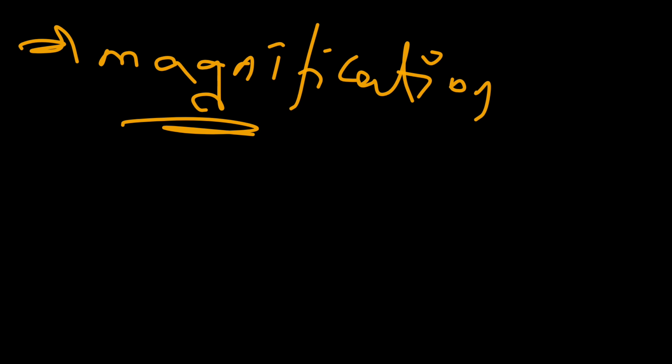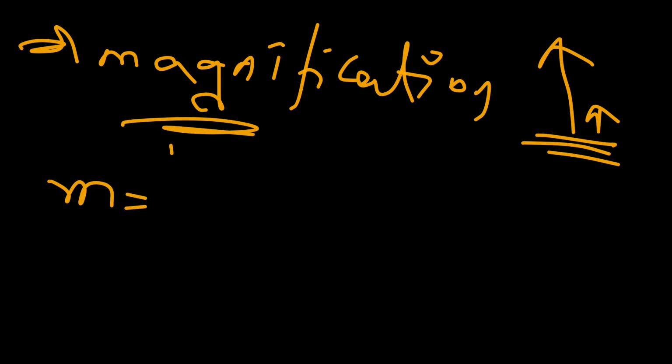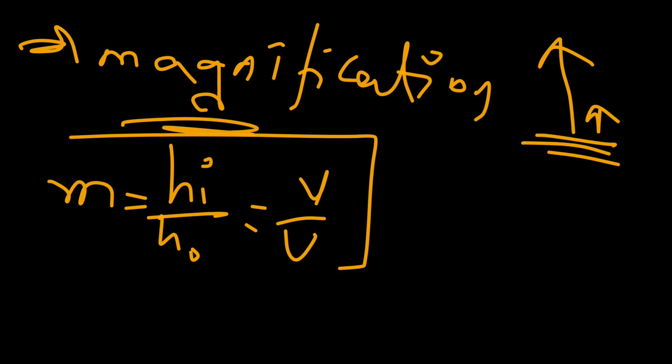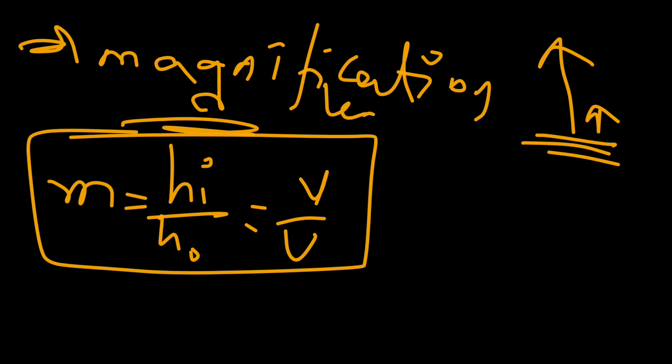Let's see the magnification of a lens. Magnification tells us how the image is enlarged or reduced. That is told to us by the magnification value. The formula for magnification is m equals hi by h naught, or v by u. This is the magnification for lenses.